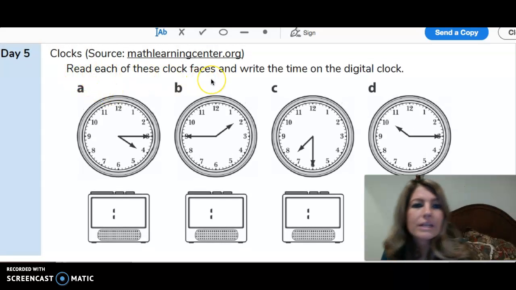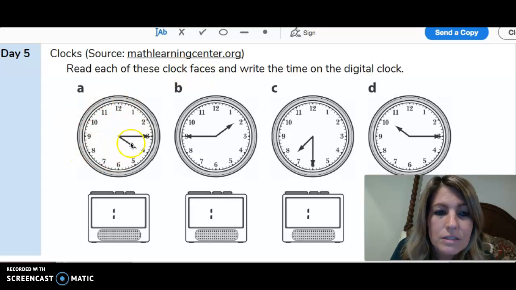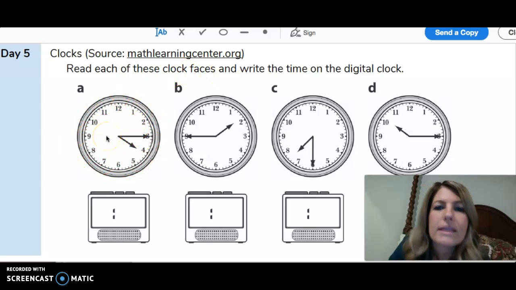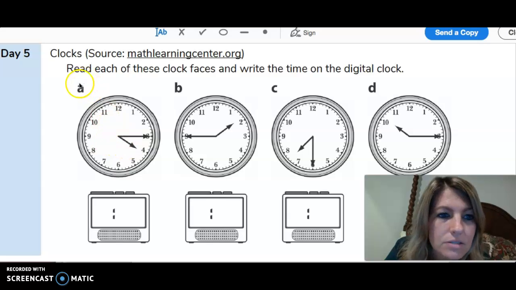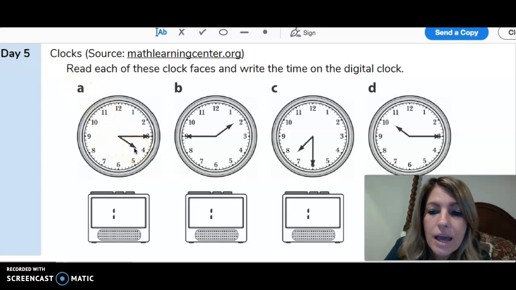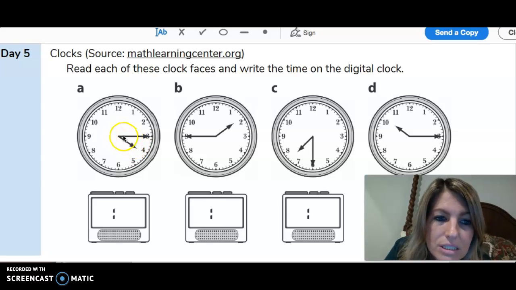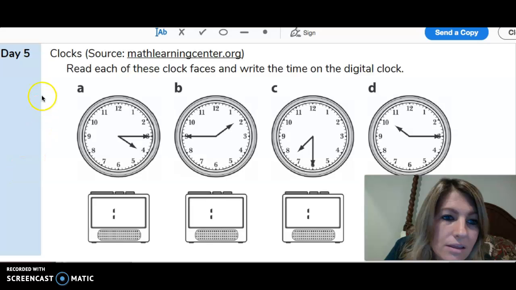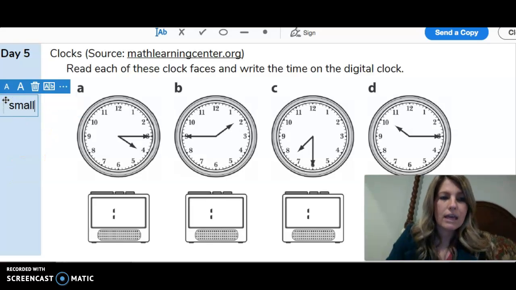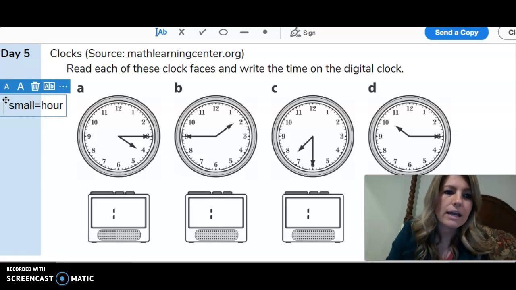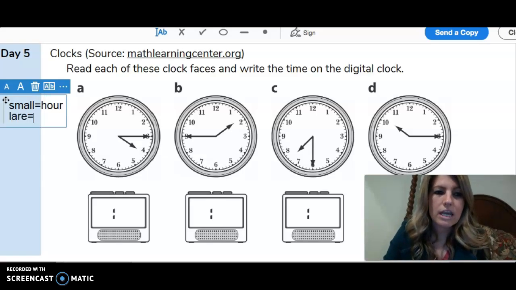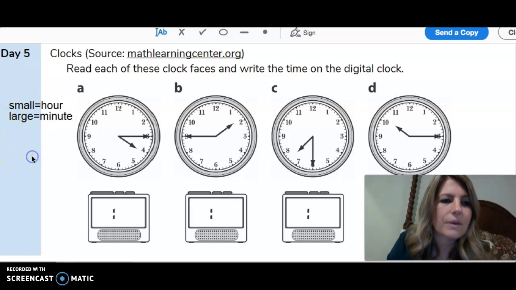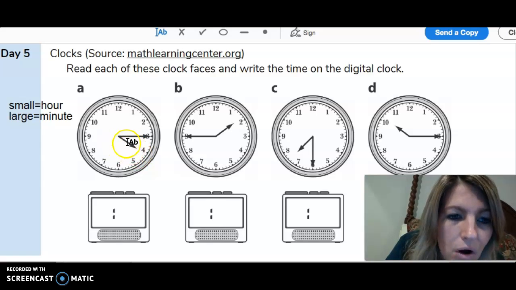It wants us to read the clock faces, because this is what we call a face of a clock, and write the time on the digital clock. So let's start with A. When we are reading an analog clock that looks like this, we always start with the small hand first. The small hand, let me write this over here, is our hour hand. The large hand is our minute hand. Okay, so we're going to start with the small hand.